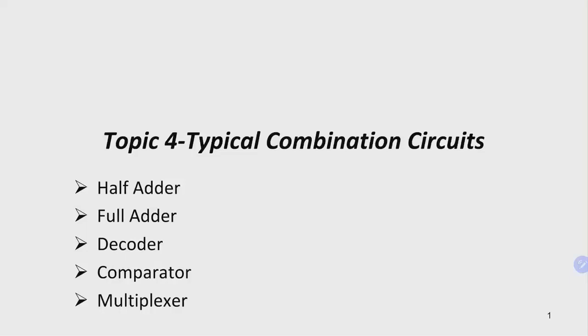So these are the next topics. These topics talk about combinational circuits, or typical combinational circuits. Circuits here refer to digital electronic circuits. The things that I'm going to cover in these topics: the first one is the half adder, and then the full adder, decoder, comparator, and then multiplexer. These are the typical circuits used in combinational digital electronic circuits that I'm going to discuss in this particular topic.